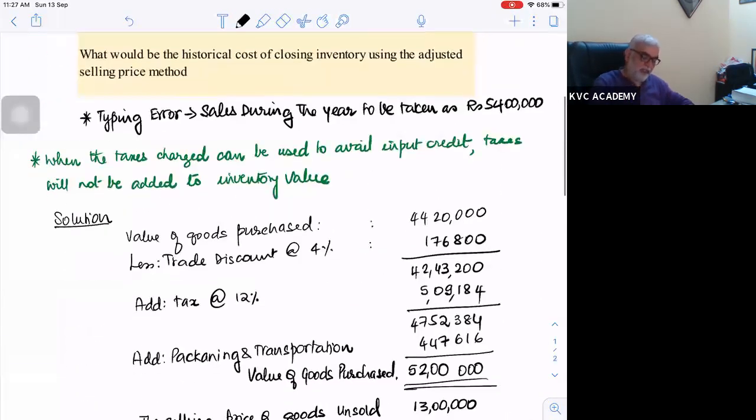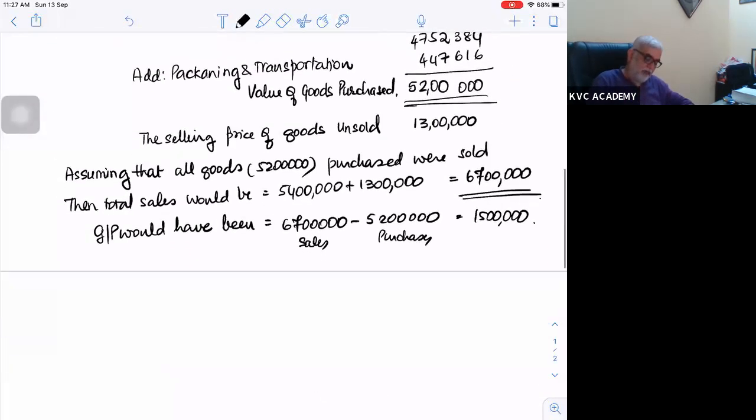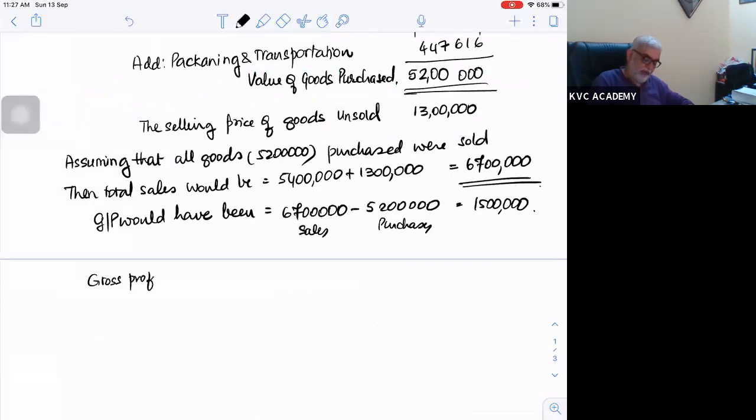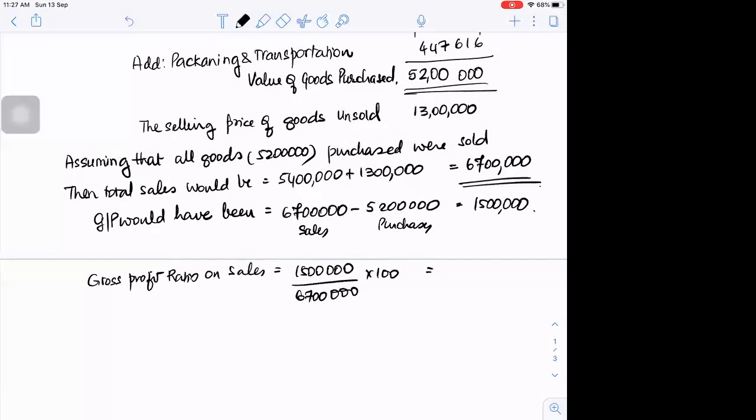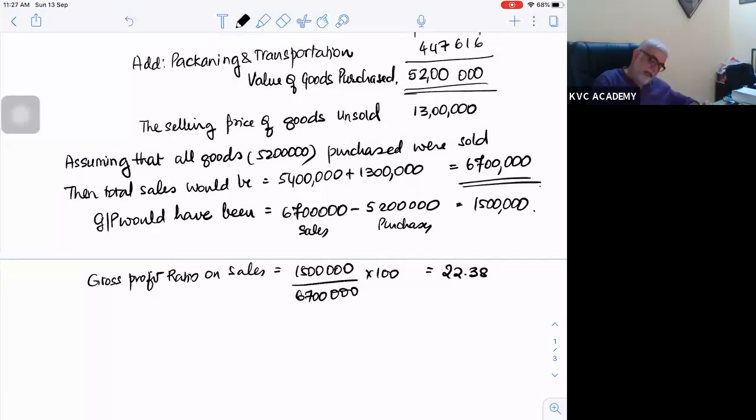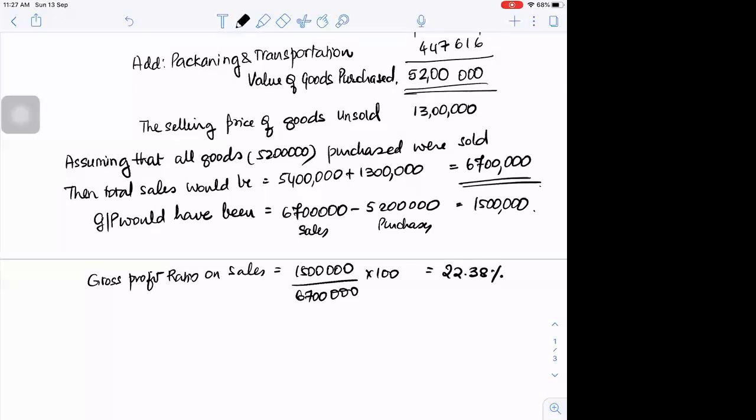Okay. So now let's see what is the gross profit ratio. Gross profit ratio on sales would be 15 lakh divided by 67 lakh into 100. What is this ratio? 22.39%.